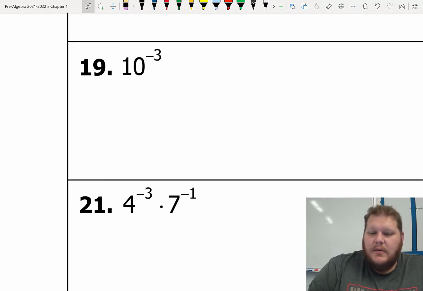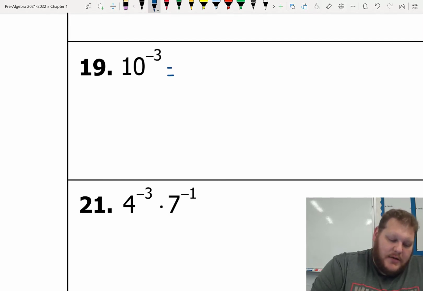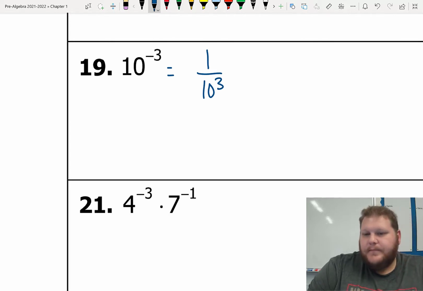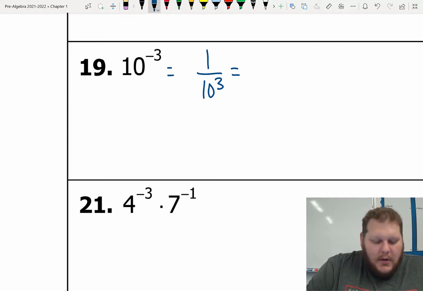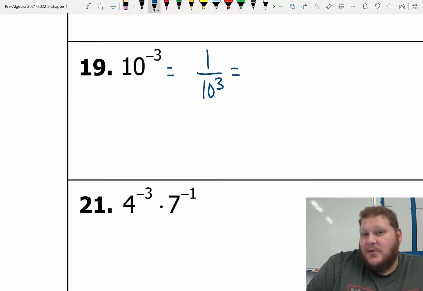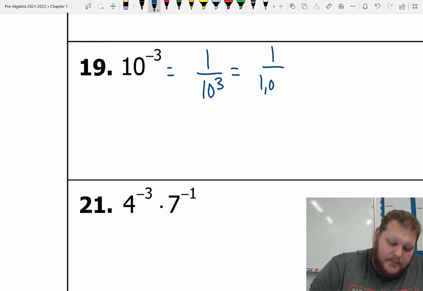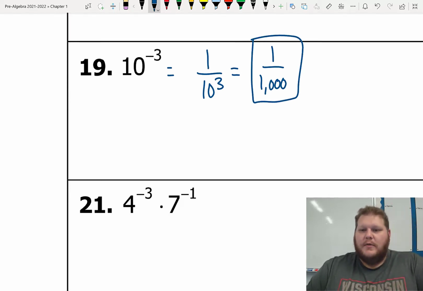For number 19, we've got 10 to the negative third power. So I have to flip that over again. There's no denominator to start with, so it's a positive 1. 10 to the third. So 10 to the third power, you can use your calculator. Little trick, shortcut, because especially in your science classes eventually, you'll be dealing a lot with bases of 10. Whatever your exponent is on 10, that just tells you how many zeros are in your answer. So like 10 squared is 100, which has 2 zeros. 10 to the third power is 1,000, which has 3 zeros. So that's my answer, 1 over 1,000.